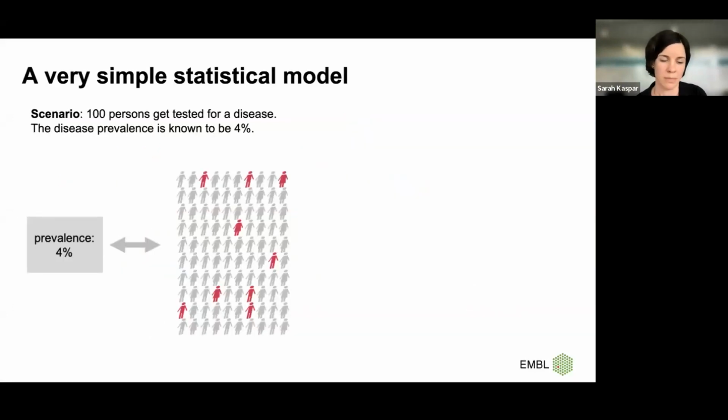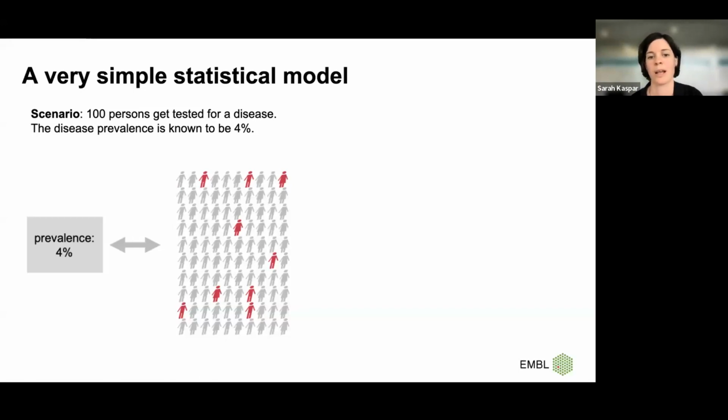I brought another example for this. Let's imagine we have a disease which has a known prevalence of 4% in the population. And now we have a test group of 100 persons that have a specific precondition. Each of these persons gets tested for the disease. And within these 100 persons, we find 9 that have the disease. So is that surprising or not?